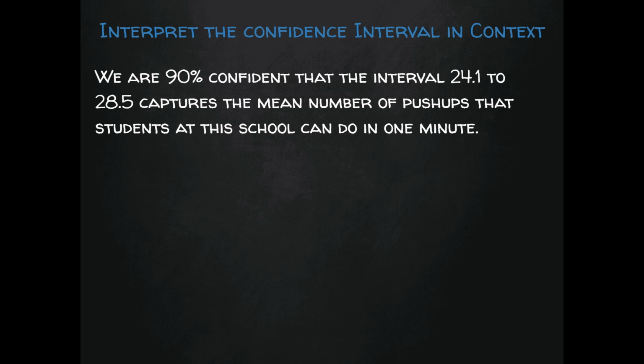After we've constructed a confidence interval and are asked to interpret it in context, we want to say that we are 90% confident that the interval 24.1 to 28.5 captures the mean number of push-ups that students at this school can do in 1 minute. The first interpretation was more of a technical interpretation. The second one is more practical and in context, and most often we will use this second one.